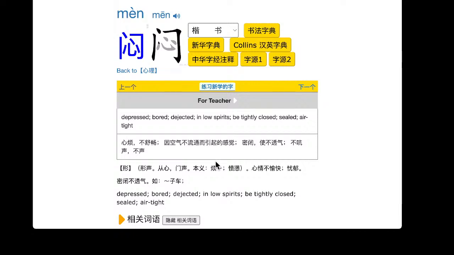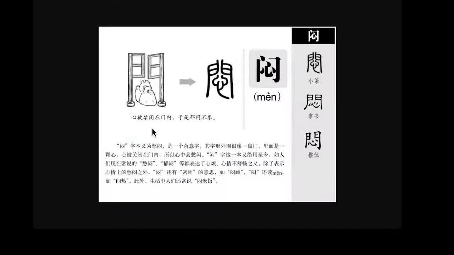闷 is depressed or bored, dejected, or in general in low spirit. 心里闷, this means low spirit. 闷 is also used as a verb, meaning tightly closed or sealed, airtight. Let's take a look at this character. It makes sense. Outside is the door radical, inside is the heart. It means you feel like your heart is enclosed in a small space, and you feel stuffed and depressed. So that's the meaning.